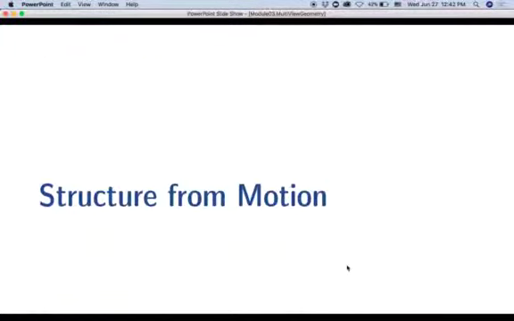So the next topic that I want to discuss, stereo is reconstruction of structure when you're given two images.